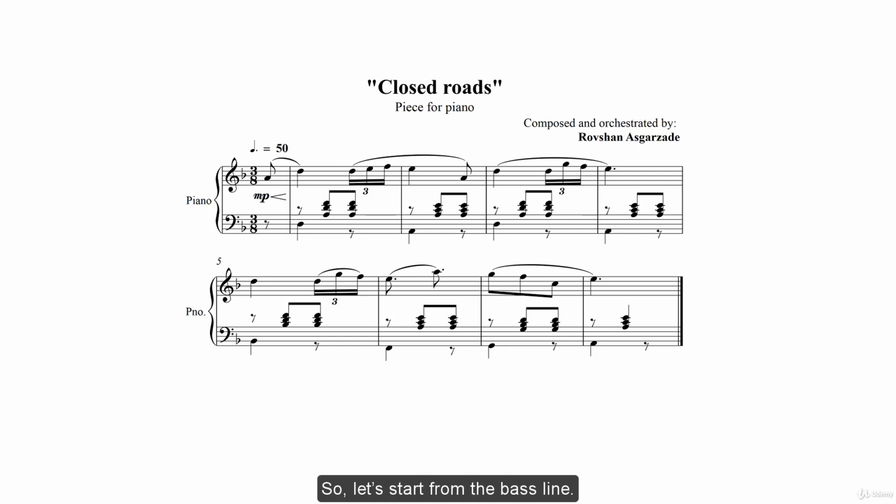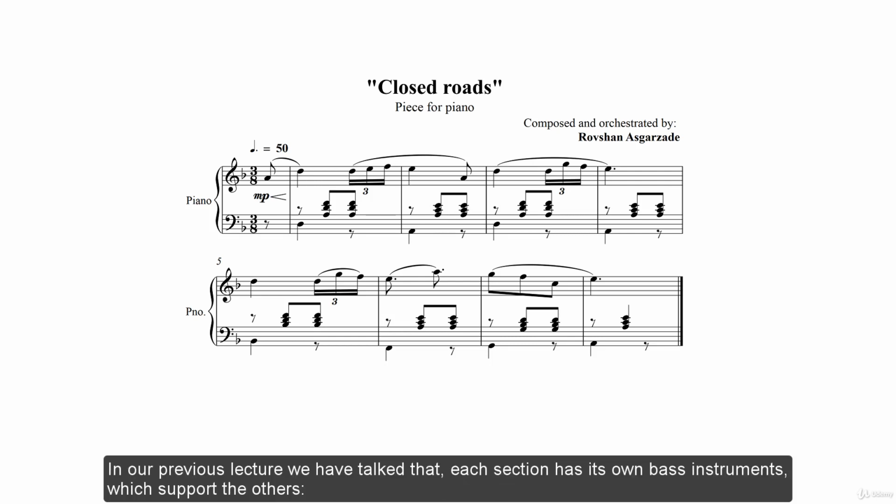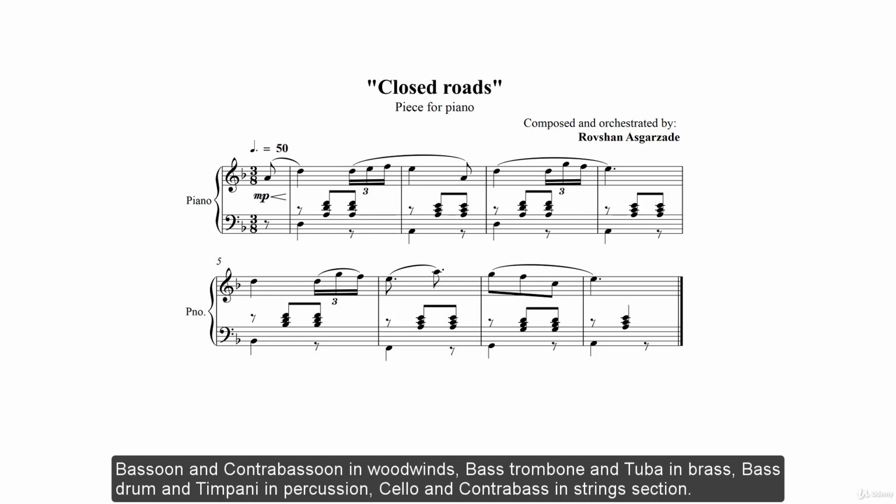So let's start from the bass line. In our previous lecture, we talked that each section has its own bass instruments, which support the others. Bassoon and contrabassoon in woodwinds, bass trombone and the tuba in brass, bass drum and the timpani in percussion section, cello and contrabass in string section.